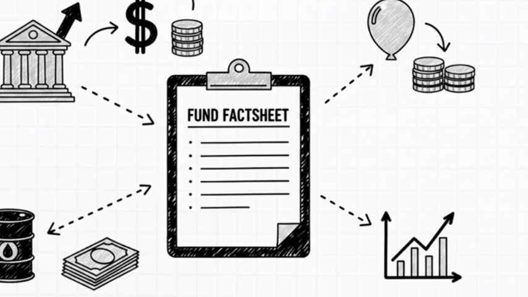Fund managers actually use fact sheets to communicate their views on the broader economy. These sheets provide critical macroeconomic metrics. They analyze how government fiscal deficits might push up market interest rates, how inflation impacts corporate profitability, and even how commodity prices, like oil, are affecting currency levels. It gives you a direct window into the manager's perspective on the overall economic climate.